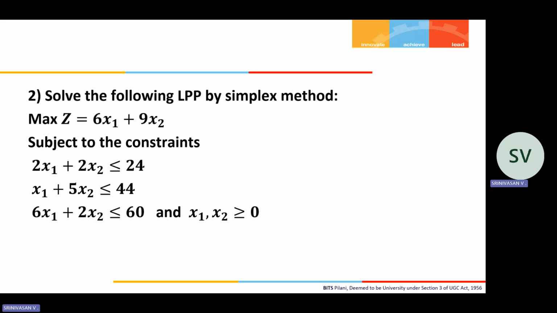Solve the following LPP by the simplex method. Maximize Z equal to 6x1 plus 9x2, subject to the constraints 2x1 plus 2x2 less than or equal to 24, x1 plus 5x2 less than or equal to 44, 6x1 plus 2x2 less than or equal to 60, and of course non-negativity of the decision variables, x1, x2 greater than or equal to 0.